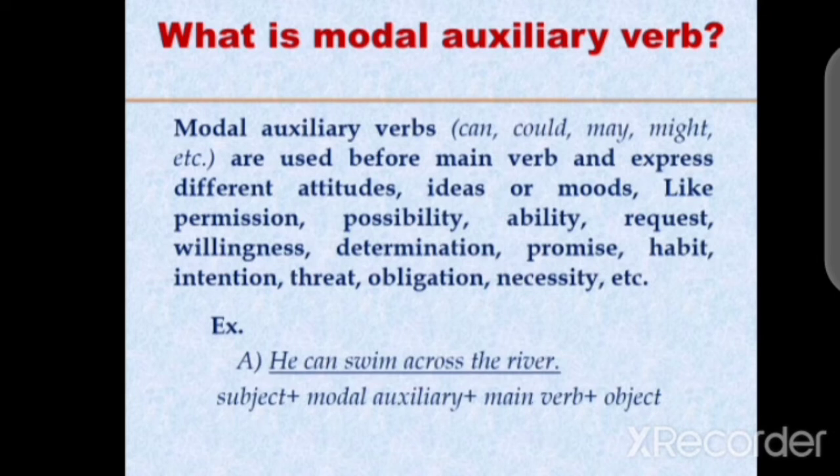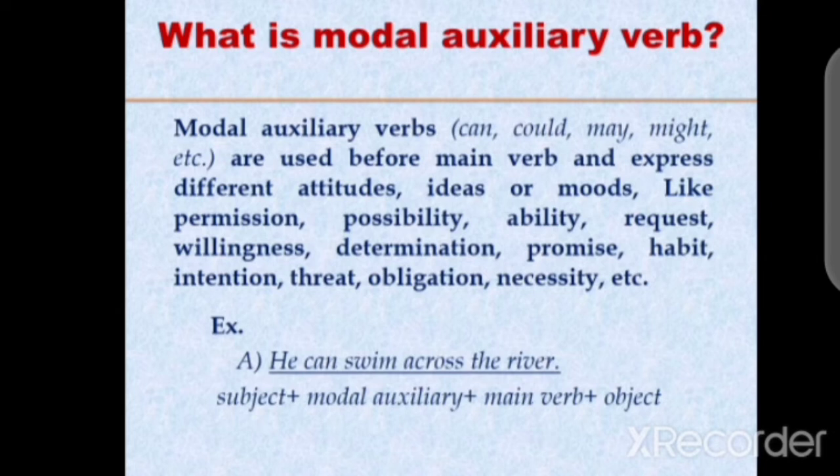So, what is a modal auxiliary verb? The verbs can, could, may, might, shall, should, must, ought to are called modal verbs or modal auxiliary verbs. They are used before main verbs and express different attitudes, ideas or moods such as permission, possibility, ability, request, willingness, determination, promise, habit, intention, threat, obligation, necessity, and so on.